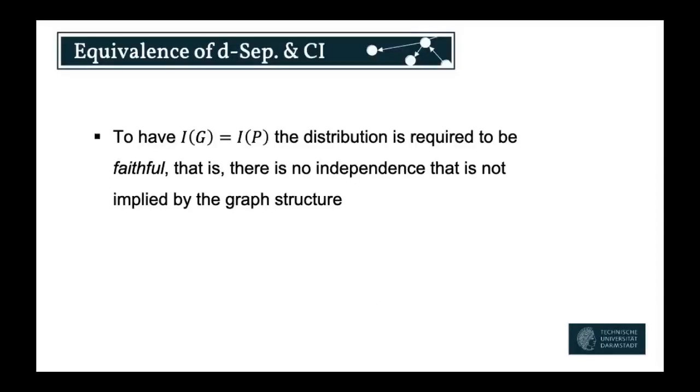Okay, so now see the slide, Christian, here, equivalence. So equivalence of d-separation and conditional independence, we only have, right, I_G equals I_P, if the distribution is what we call faithful. That really just tells you there's no independence that is not implied by the graph structure. Essentially it's the other way around: if you have any conditional independence, it implies that it's in the graph. It's a subset of those, and it's not more.